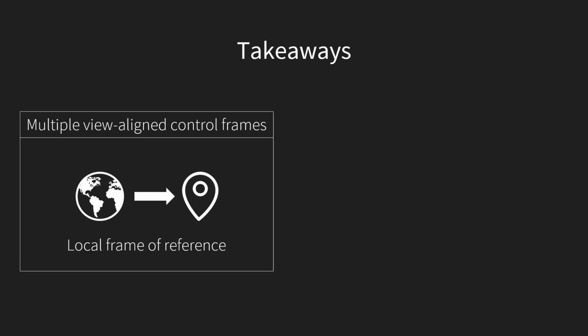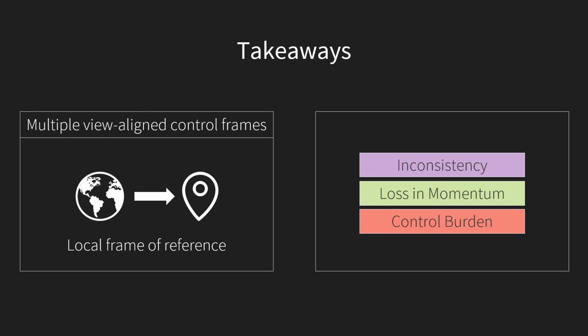The second takeaway is that there are costs associated with multi-view control frames, and the trade-off between these costs can differ based on user strategy. Both manual and automatic selection of control frames are feasible approaches that can be beneficial in different ways depending on the user.